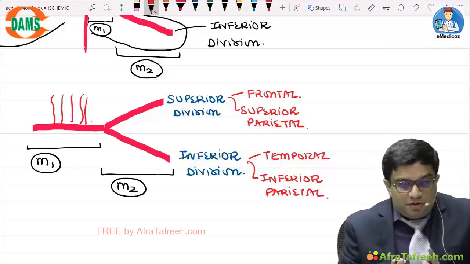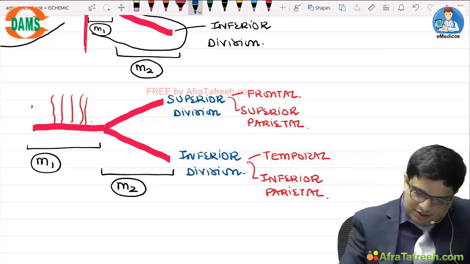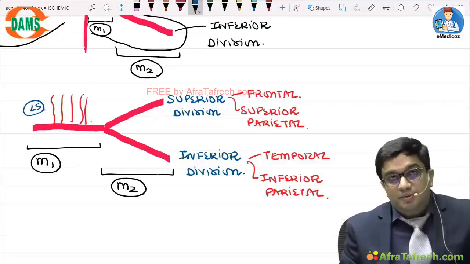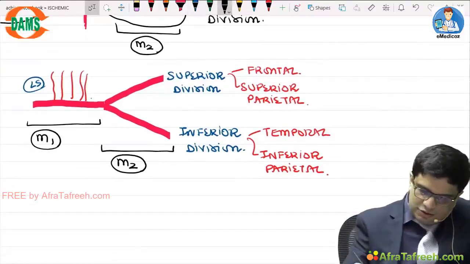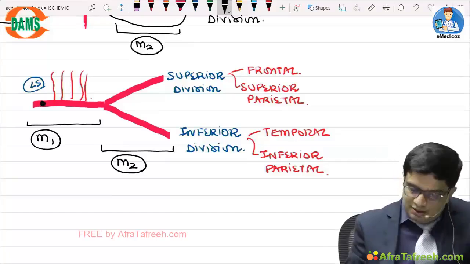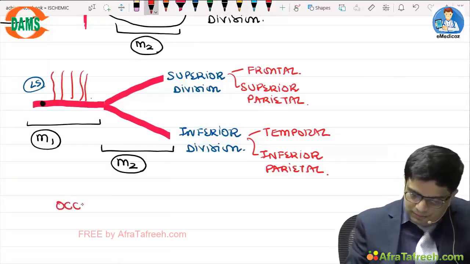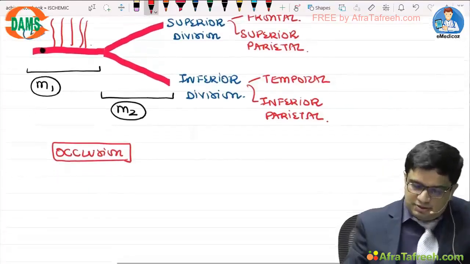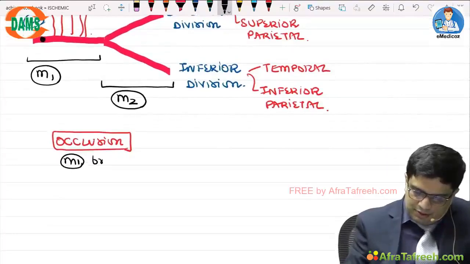Now let me talk about the proximal occlusion, that is M1 occlusion. M1 has the lenticulostriate branches which supply the internal capsule part. Now what we find here is that there has been an occlusion in the M1 branch of the MCA. So let me talk about the first occlusion, of the M1 branch of the MCA.